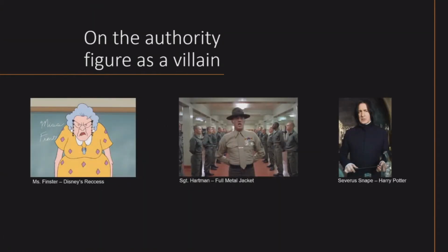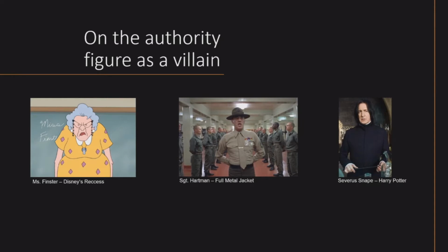Here's a few examples for authority figures as villains. On the left is Miss Finster. She's a very strict teacher, and that's just kind of it. The protagonists of Disney's Recess are a group of kids that just cause chaos and just want to have fun. And Miss Finster is the opposite of fun. So she just tries to have everything stay orderly and neat and nice and tidy, and she doesn't want T.J. Detweiler to do anything reckless.